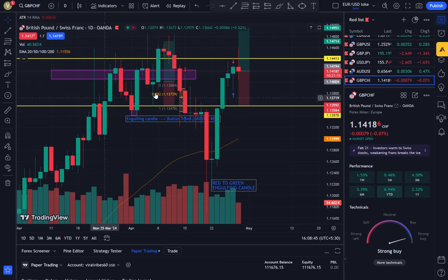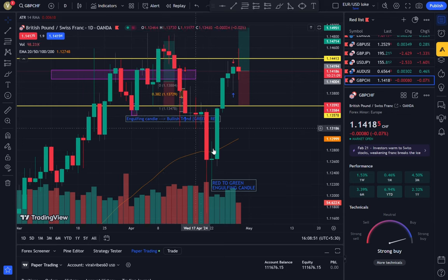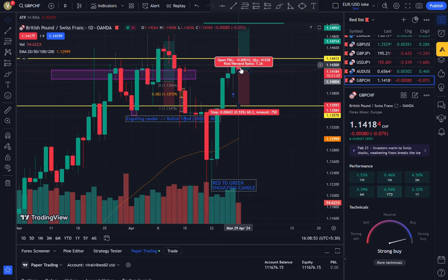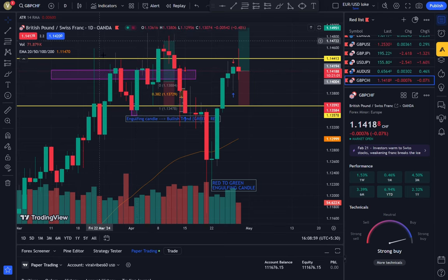And as you can see, on the previous support level, this was the resistance level. This was the previous support level and it pushed back to the previous resistance level. And you can see here, this was the previous level at which the candle's major structure fell. So by this, you can understand that the trend is eventually going to rise.